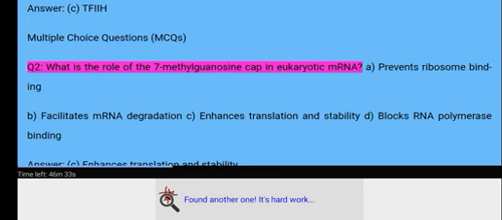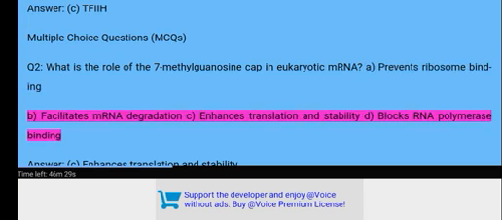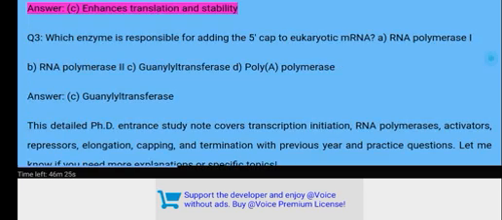Multiple choice questions, MCQs. Q2. What is the role of the 7-methylguanosine cap in eukaryotic mRNA? A. Prevents ribosome binding. B. Facilitates mRNA degradation. C. Enhances translation and stability. D. Blocks RNA polymerase binding. Answer: C. Enhances translation and stability.